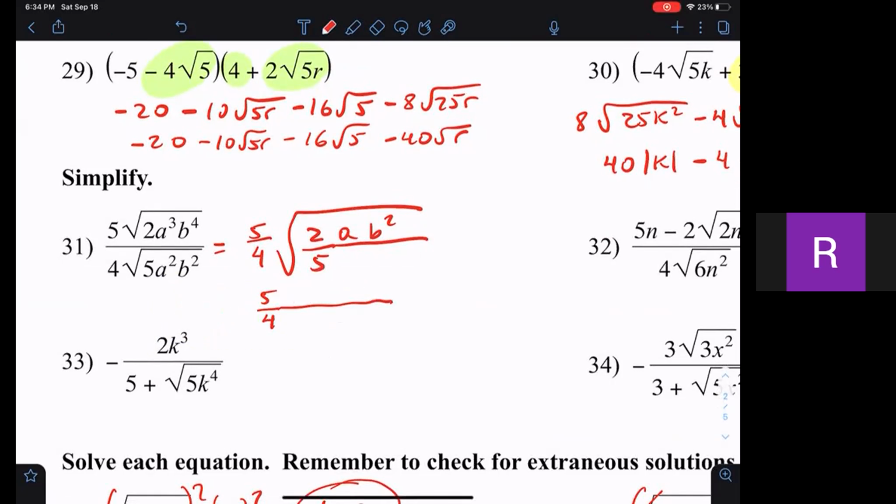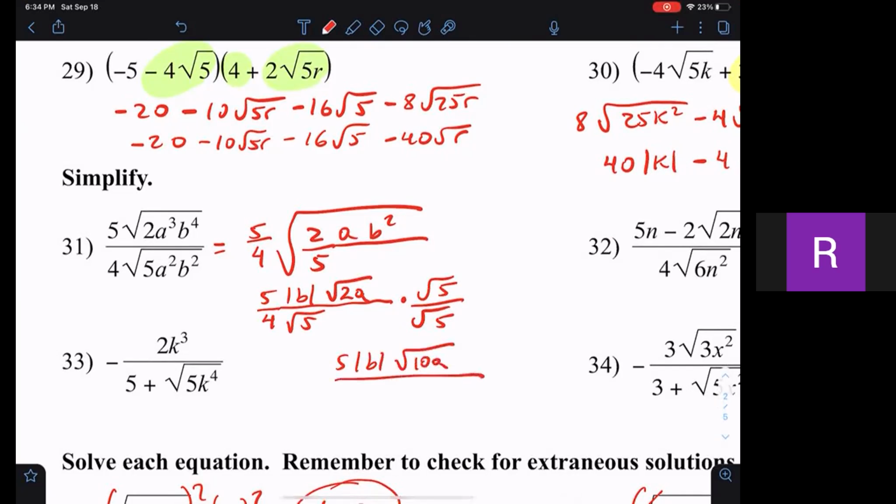The b comes out, because b squared under the square root is just the absolute value of b, since it comes from an even index. And then we have the 2a here, and then we have the root 5 in the denominator. However, because we have the radical in the denominator, we need to rationalize, right? We cannot have that in the denominator. So that's going to be 5 absolute value of b times root 10a over 4 times the square root of 5, that's just 20, right?